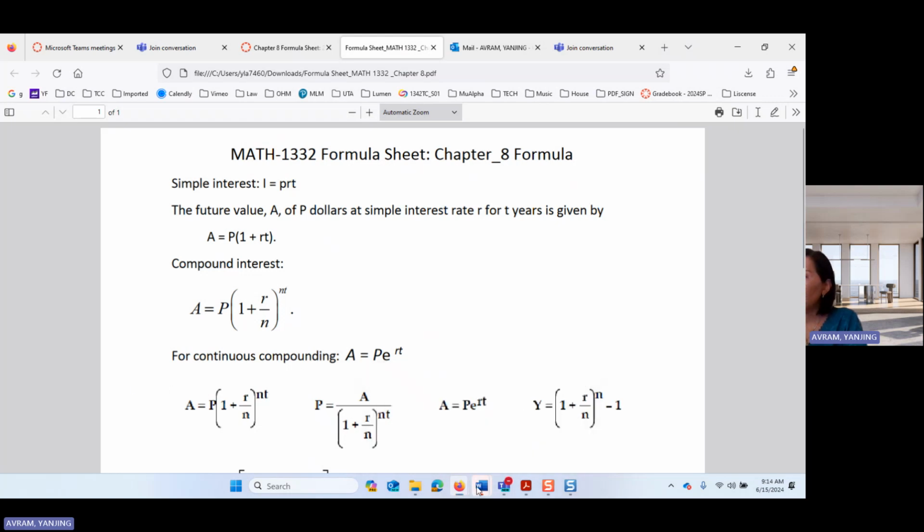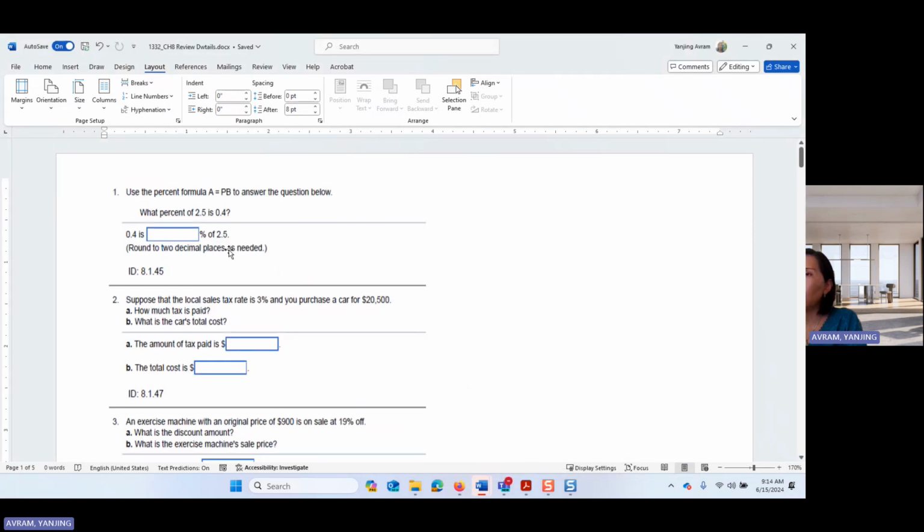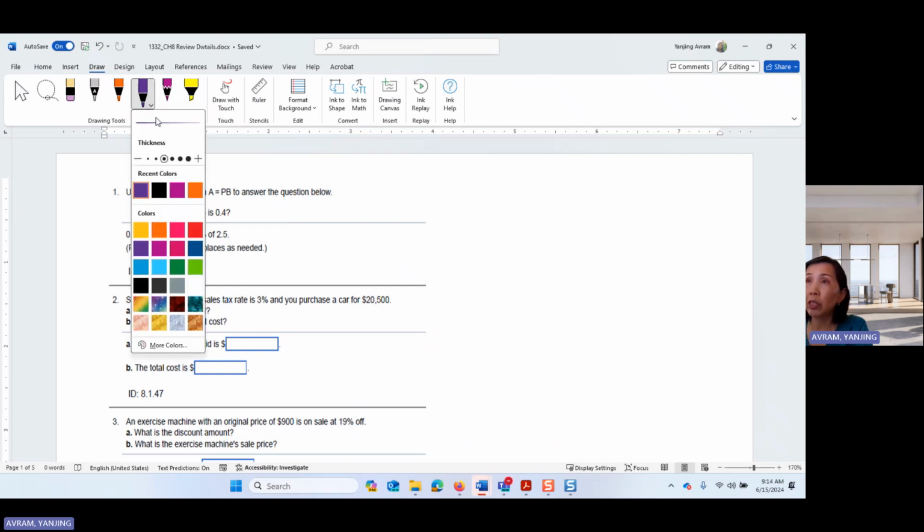So let's go ahead and get started with the test review questions, which I posted in here. The first one here is: use the percentage formula A equal to P times B to answer the question below. All right. First, what percent of 2.5 is 0.4? What percent? So first, when we look at the percentage in here, what percent?